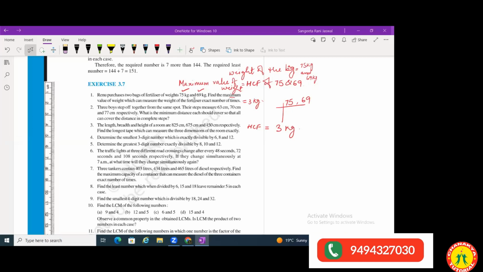Your first statement should be the steps taken by the boys. Next statement will be, then we have to find the LCM. So the LCM of 63, 70, and 77 is equal to, then you find the LCM. Find the LCM of 63, 70, and 77. In your notebook, please write the steps. I'll be checking your notebooks now. Write the first statement, then write the second statement, and then find the LCM.